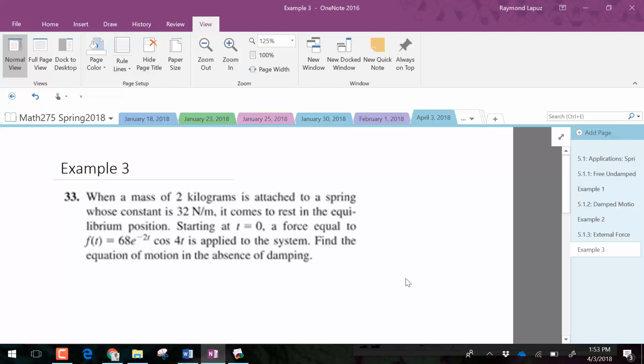2 kilograms attached to a spring. They give us a spring constant again. It comes to rest at the equilibrium position starting at t equal to 0. An external force is applied to the system. Find the equation of motion in the absence of a damping force. So there's no damping force, but there is an external force, so we can solve for it. So it looks like our equation should be simpler.